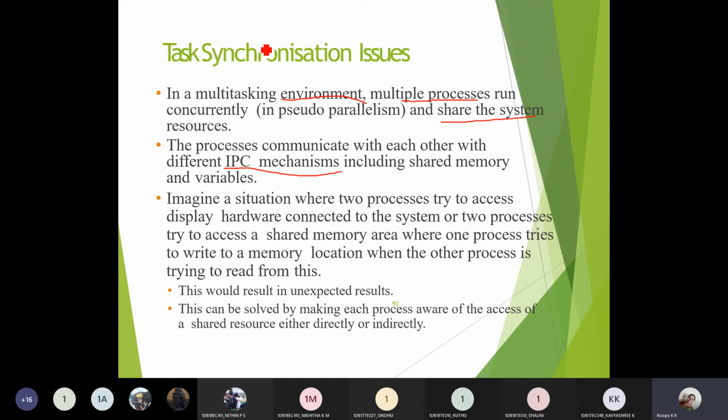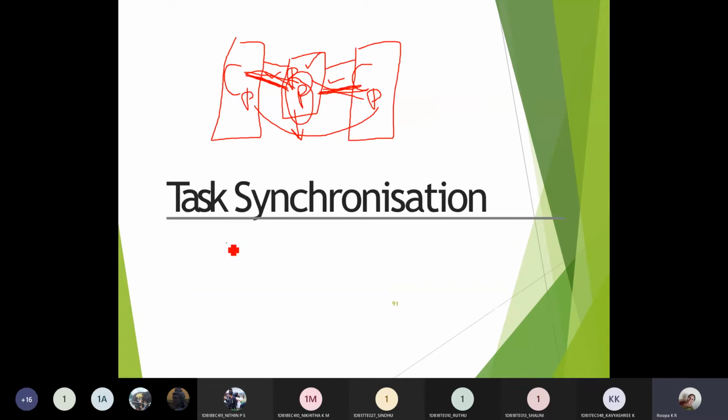Let me explain with another example here. Imagine a situation where two processes try to access the display hardware connected to a system, or two processes try to access a shared memory area. When one process tries to write to the memory location, and the other one starts reading. So with respect to this, I'll explain it here.